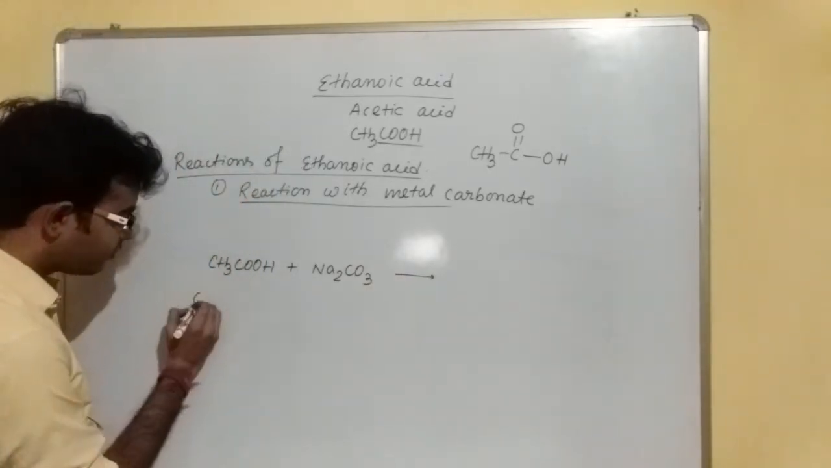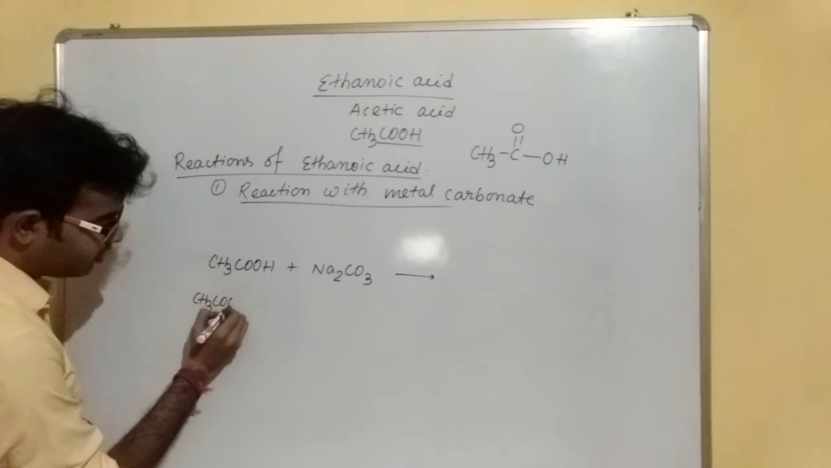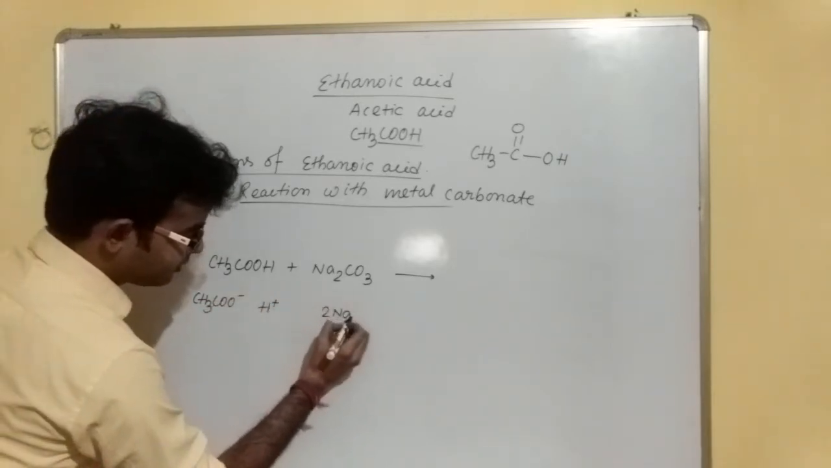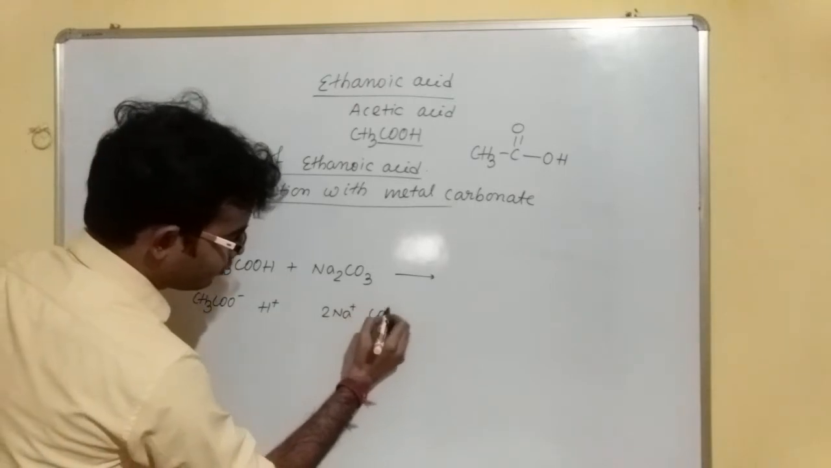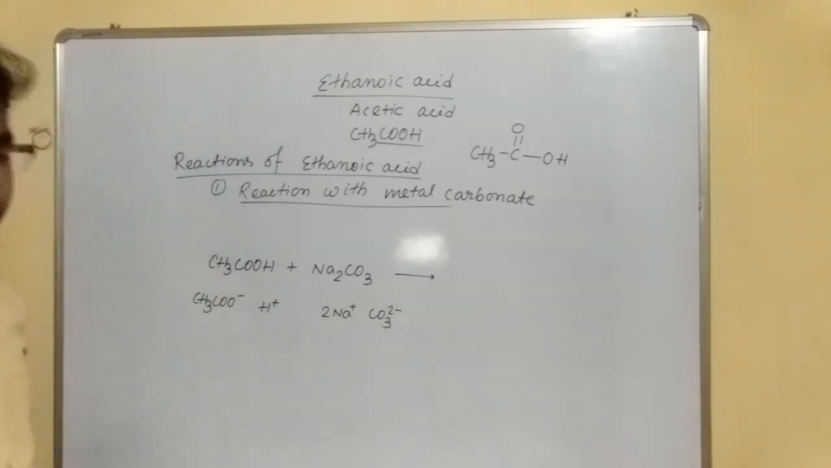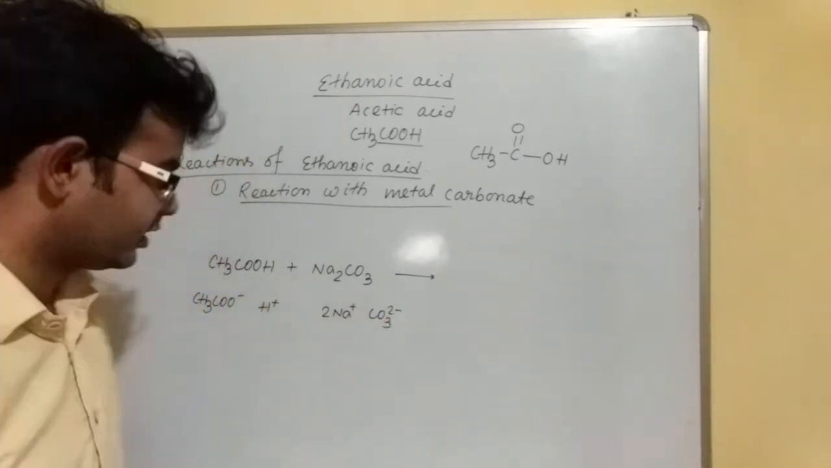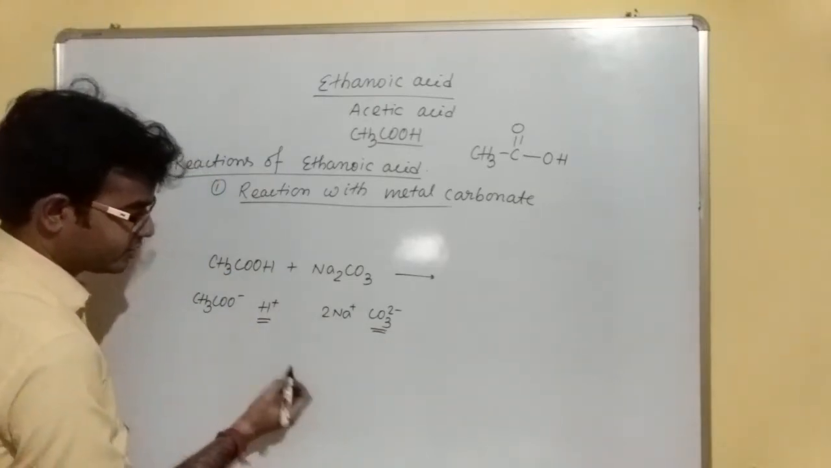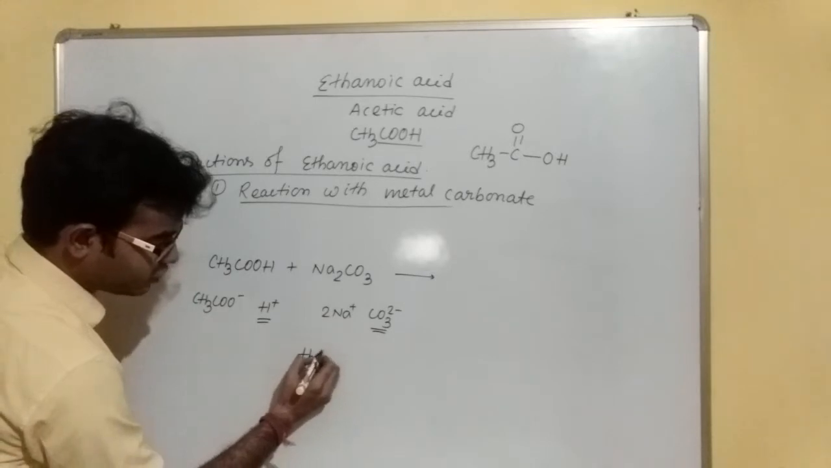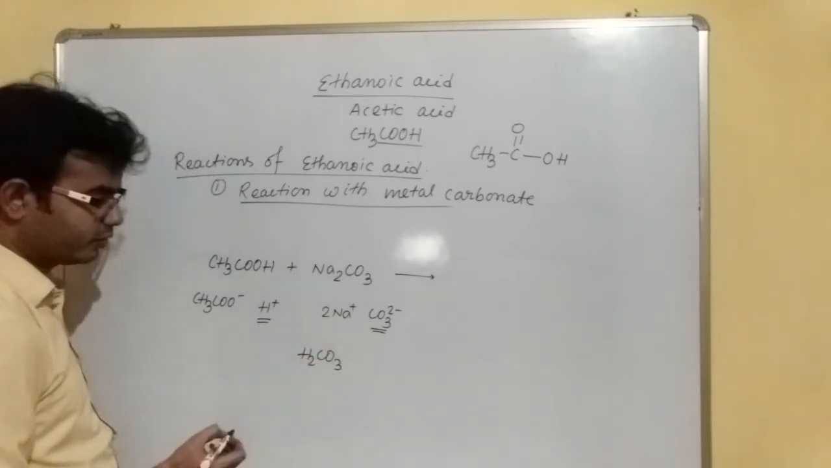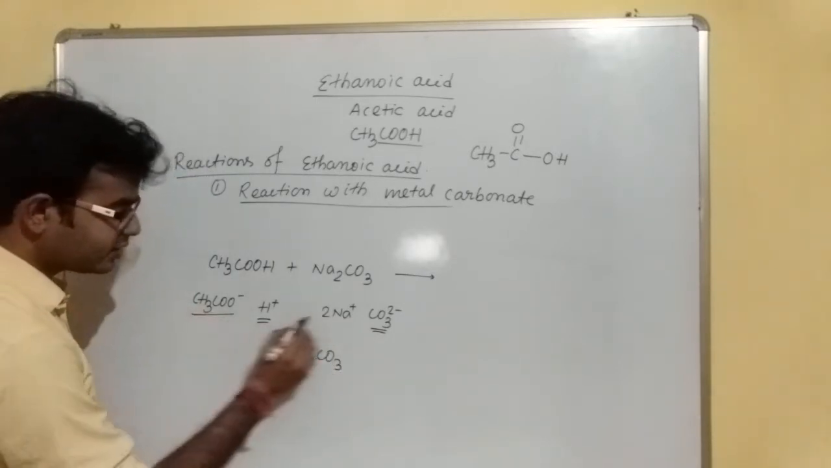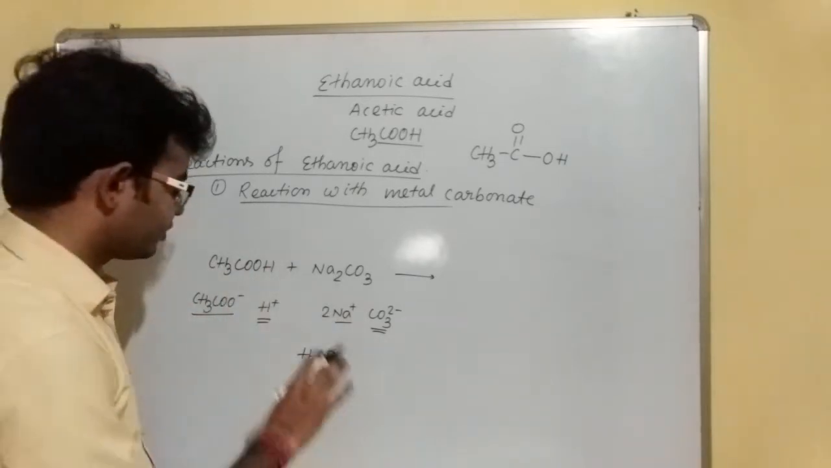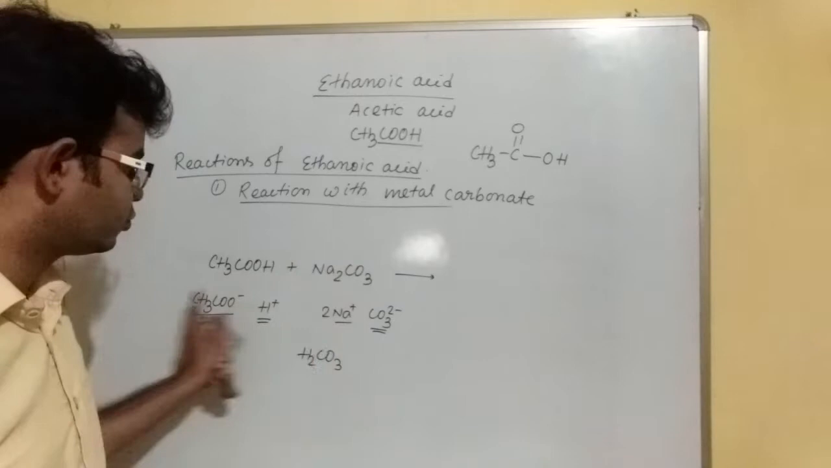It will dissociate to form CH3COO minus and H plus. Here it will form 2Na plus followed by CO3 2 minus. Now what you have to do? You have to just exchange the ions. H plus and CO3 2 minus will combine to form H2CO3. This will be the product. And for CH3COO minus and Na plus, we have to balance the chemical reaction. Okay, then after that we'll get this 2 here.